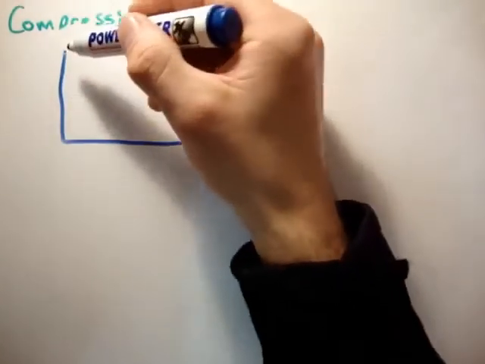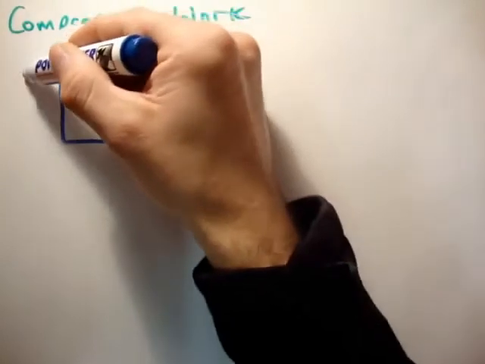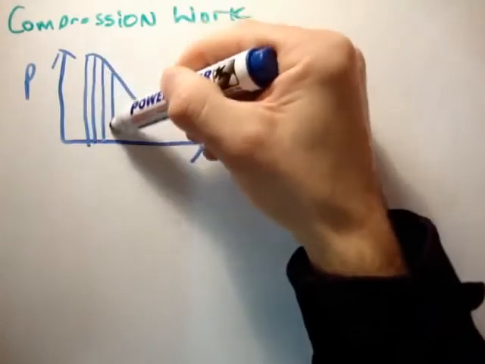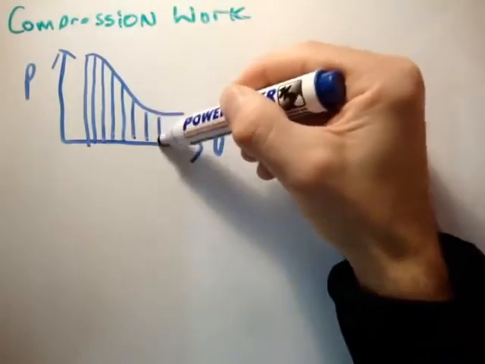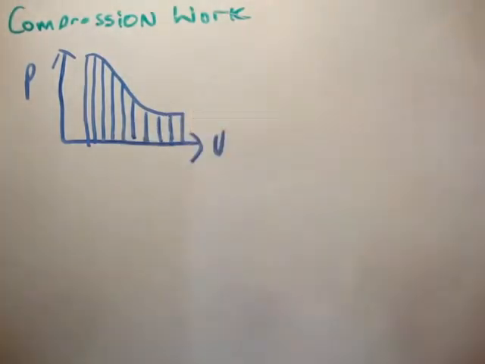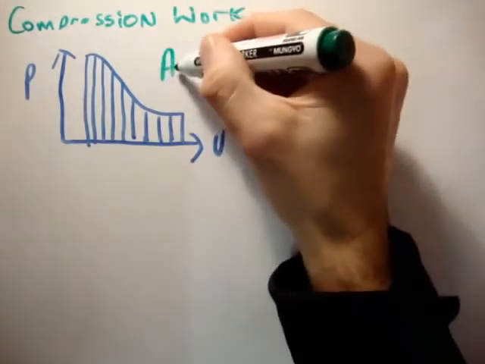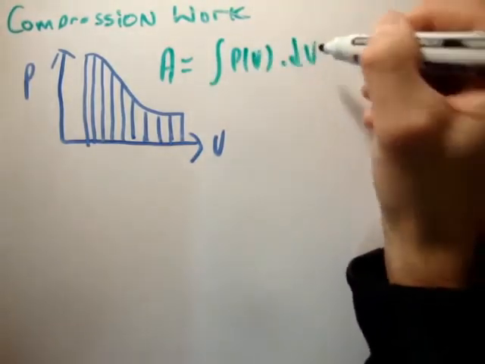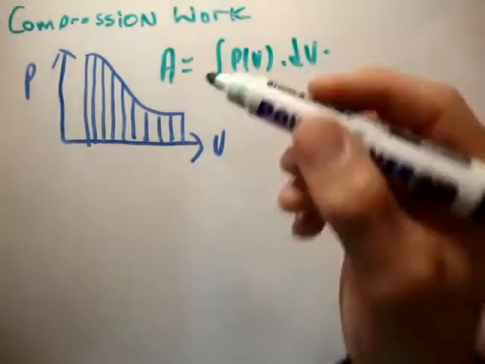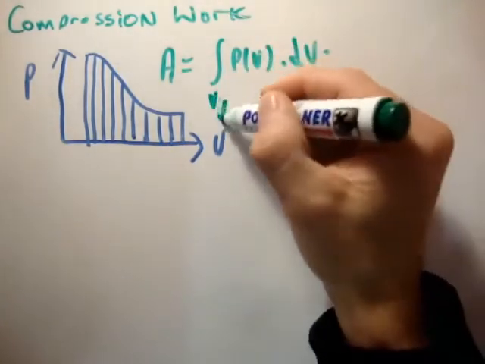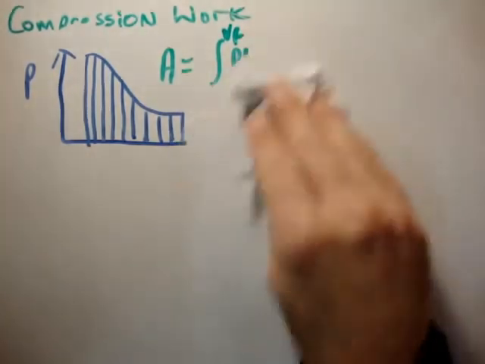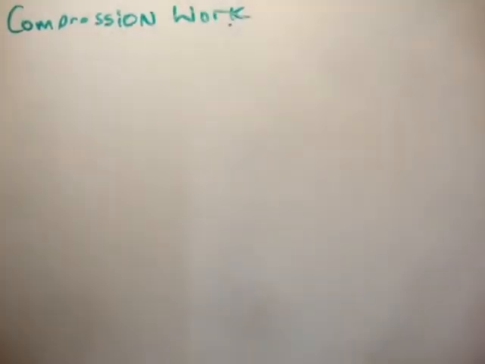So what if we have something that looks like this instead? It's a P here and V. Like I said, it's quasi-static, so we can break it up into these infinitesimal changes in volume. And this should ring a bell because it looks like a Riemann sum. Riemann sums make integrals. So what we can say here is the area is equal to the integral of P as a function of the volume dV, going from V initial to V final.